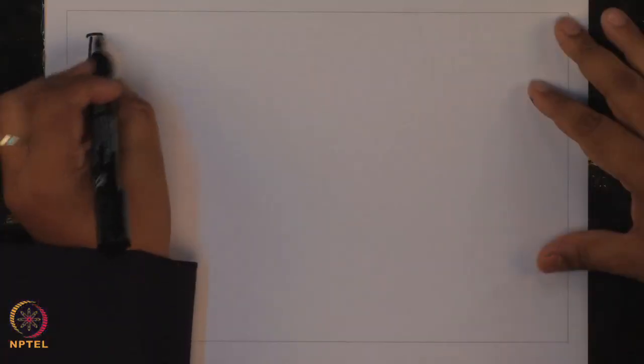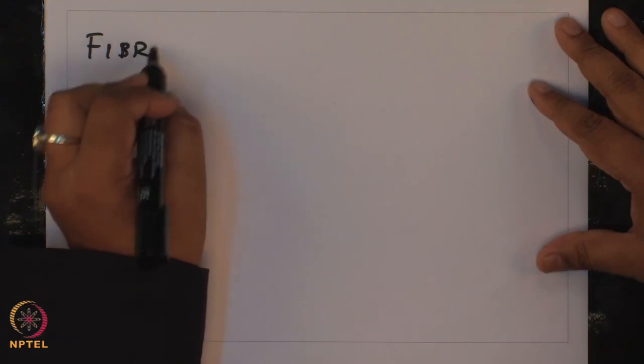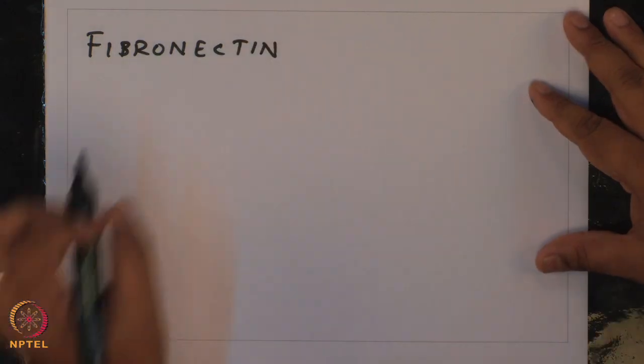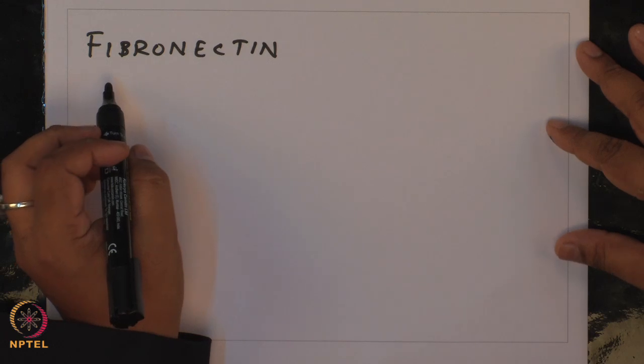I will discuss another way in which nonlinear elasticity can be incorporated into the function at the single protein level. With that, today I will first discuss this protein called fibronectin. Fibronectin is one of the most important ECM proteins.